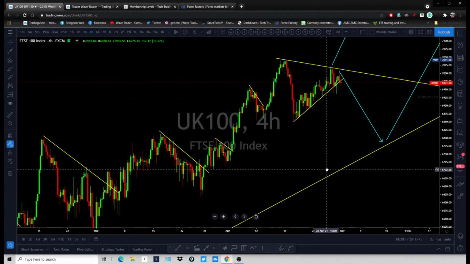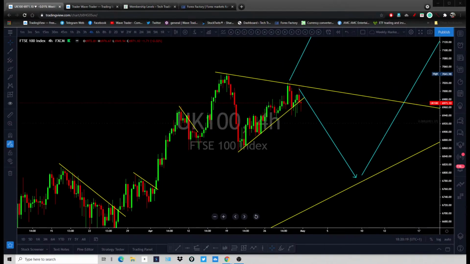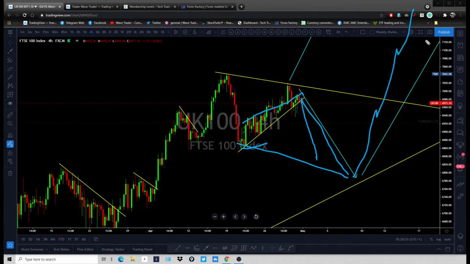The UK 100 index is also very much the same breakdown. This correction to break down, test that low or a new low, and continue to keep rising.